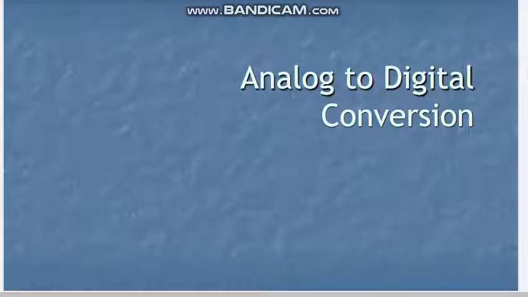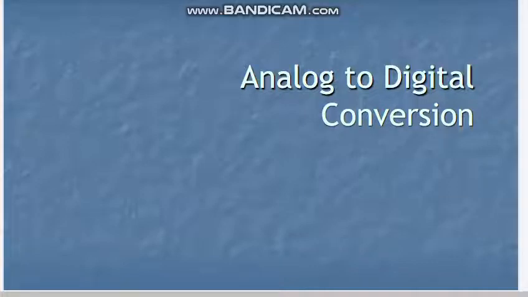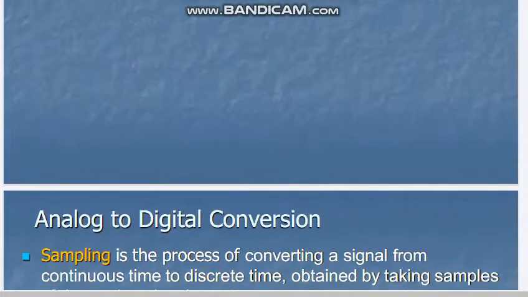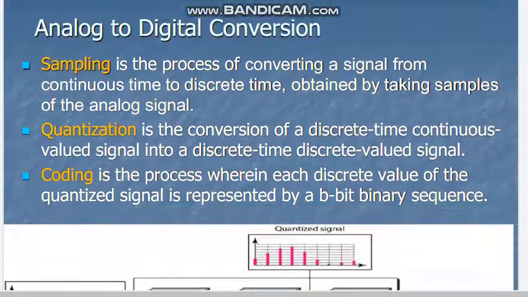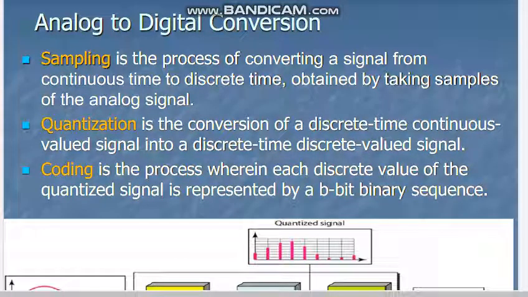Today we will learn about analog to digital conversion. That is the process of converting an analog signal to a digital signal. Starting from the very first thing, how can we convert an analog signal to a digital signal? There are three parts of converting analog to digital signal. First is sampling, second is quantizing, and third is coding.